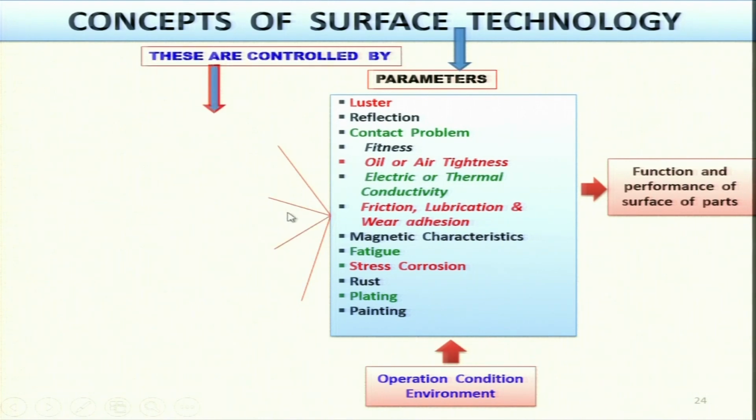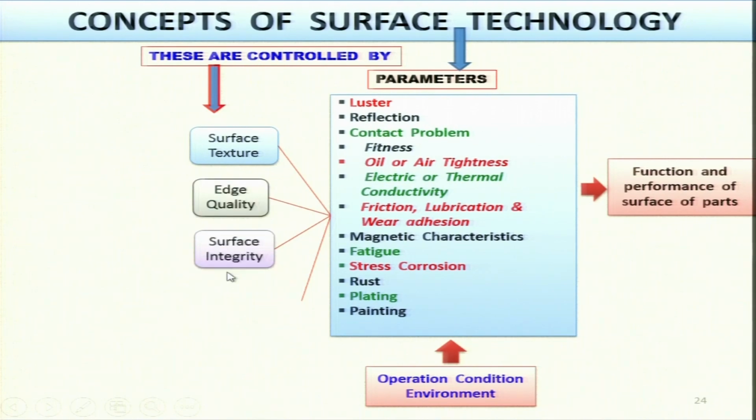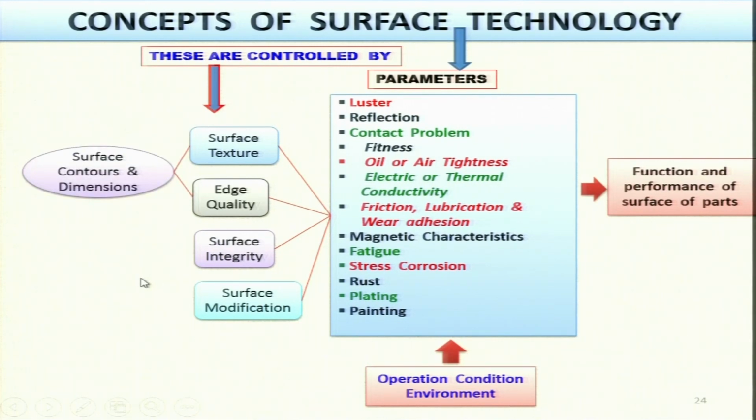So you can see here, these are controlled by surface texture. These things come under surface texture, edge quality, surface integrity, and surface modification. So these are the four major terms which control these parameters. Surface contours and dimensions come under surface texture, edge quality. Then you have surface technology, all this comes under this category.